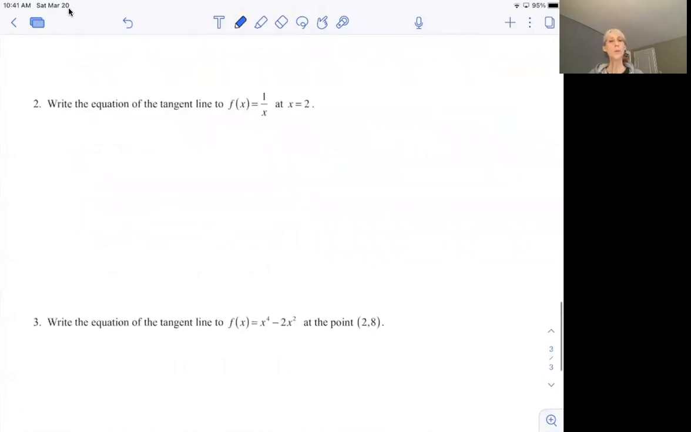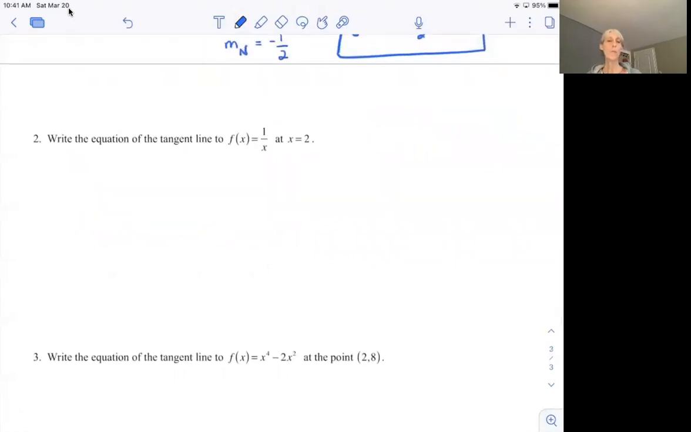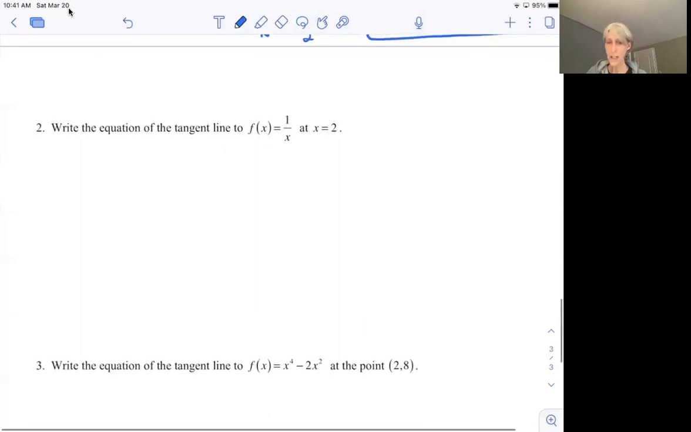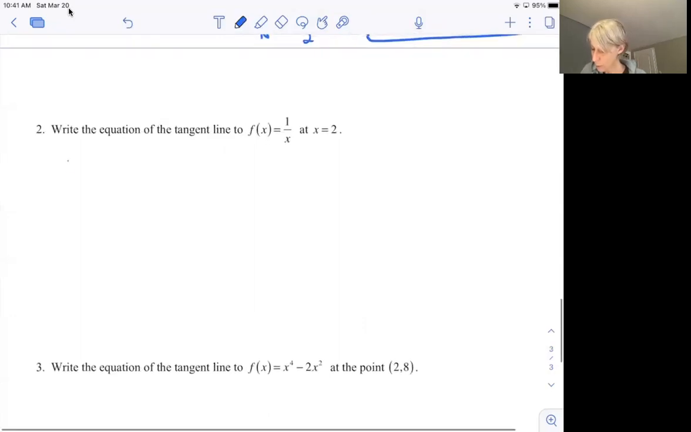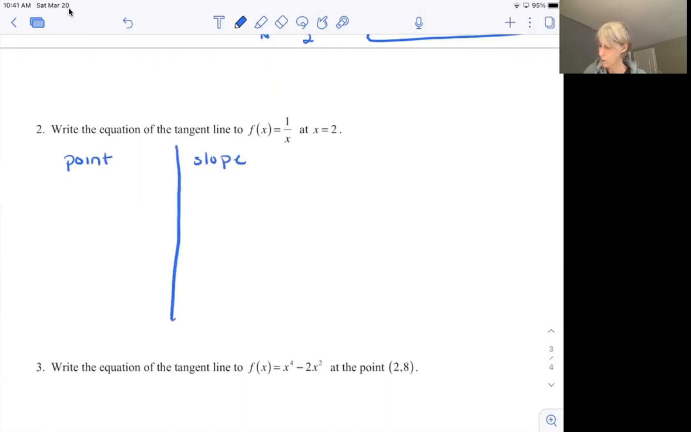In example 2, we want to write the equation of the tangent line. Now here's where this gets useful, because think about it. If we had to do f(x) = 1/x with the definition of the derivative, it would be long and complicated. But now if we want to get all this information, if we want the point and the slope, things are a lot easier to work with. y - y1 = m(x - x1).